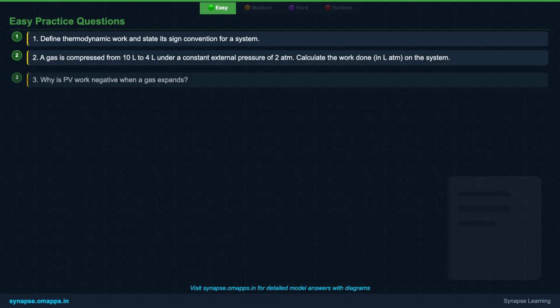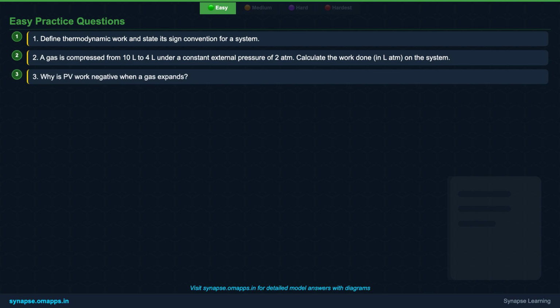Now, to solidify your understanding of basic work concepts, here are a few practice questions. Take your time to define thermodynamic work, apply the sign convention, and calculate work done under constant pressure conditions. These exercises will help you grasp the fundamentals before we move to more complex scenarios.